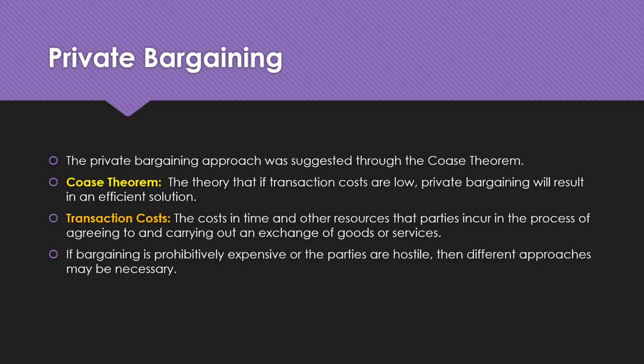And the Coase theorem just says that if transaction costs are low, and that's the very important key there, meaning you can't have super hostile parties, and the transaction costs of actually negotiating a deal have to be reasonably low, then private bargaining will result in an efficient solution. Again, transaction costs are the cost in time and other resources that parties will incur in the process of agreeing to and carrying out an exchange of goods and services.